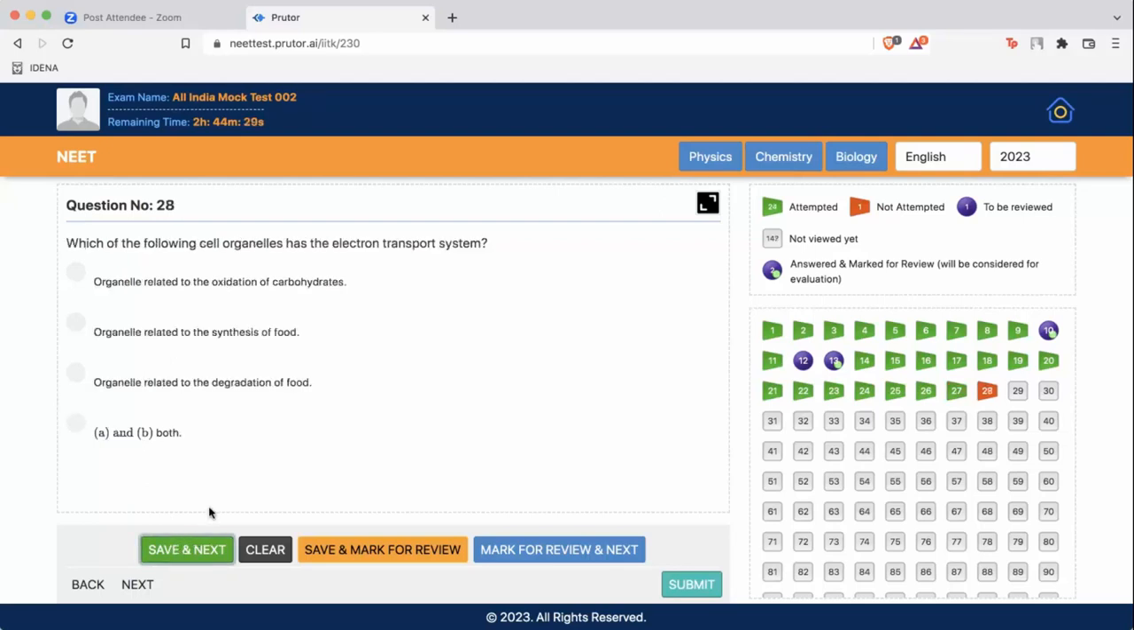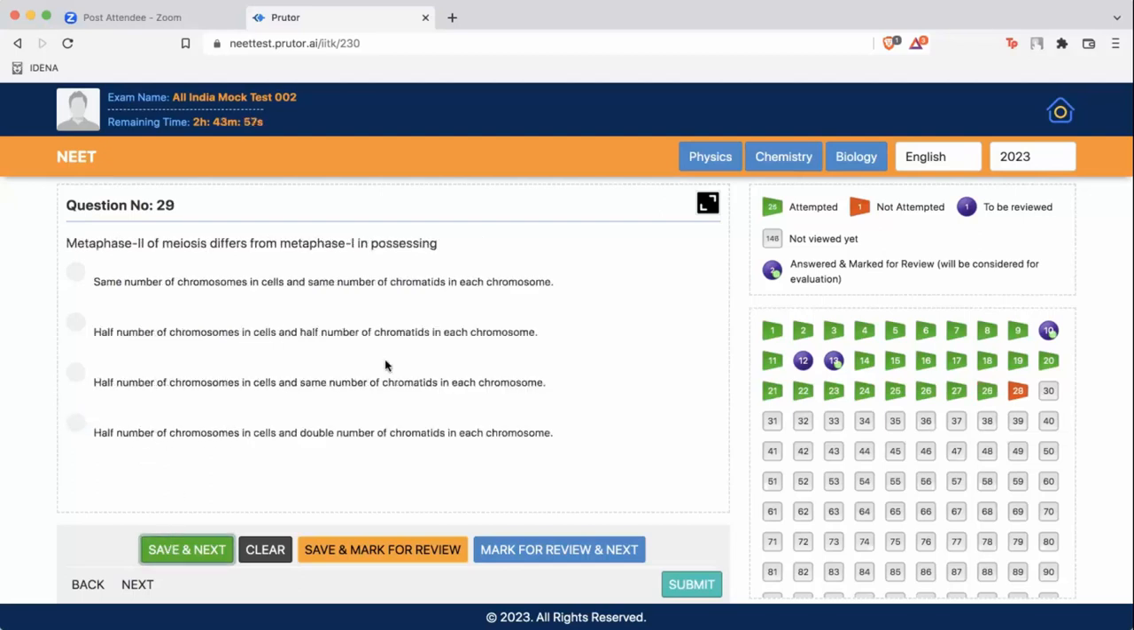Which of the following cell organelles has the electron transport system? Mitochondria, obviously. And it's related to degradation of food. No, it's related to synthesis of food. It's related to the oxidation of carbohydrates. Okay, I got it now. Sorry, it could be mitochondria, which leads to oxidation of carbohydrates. This question is also leading to the electron transport system being present in the chloroplast. So the organelle for synthesis of food is chloroplast. So A and B both.